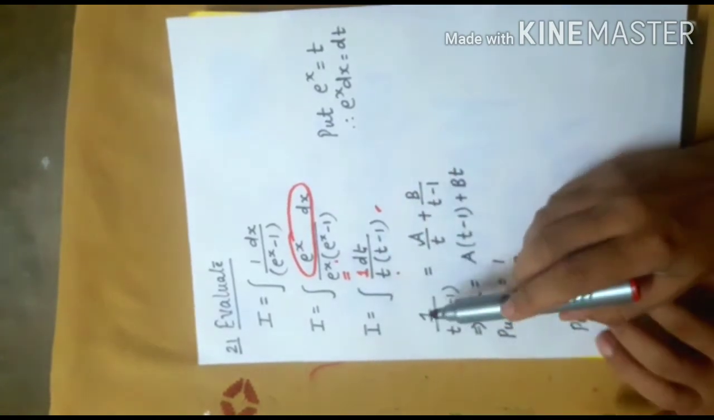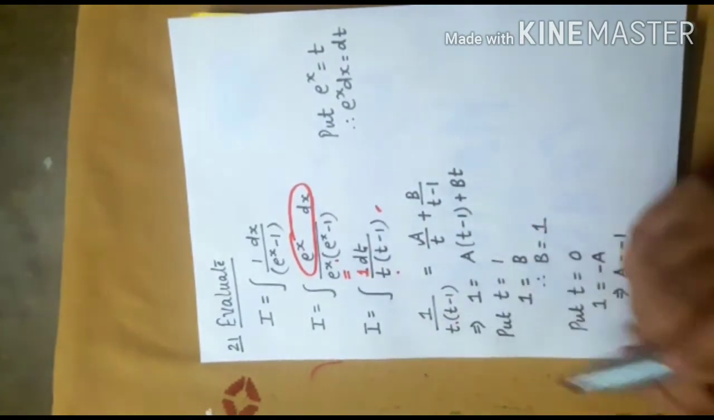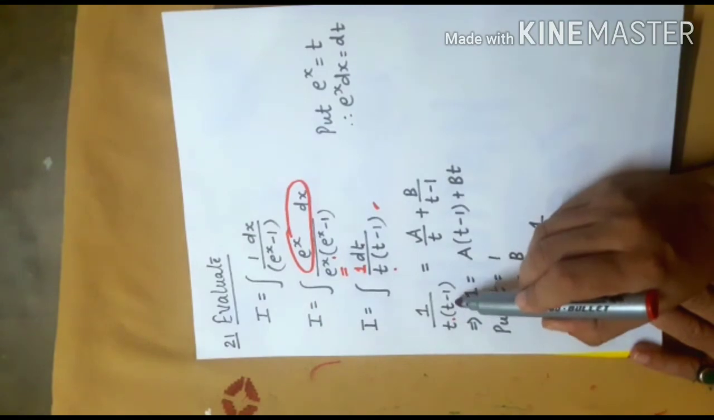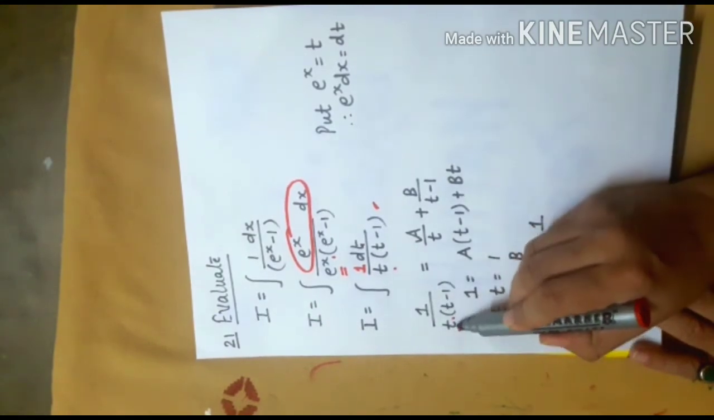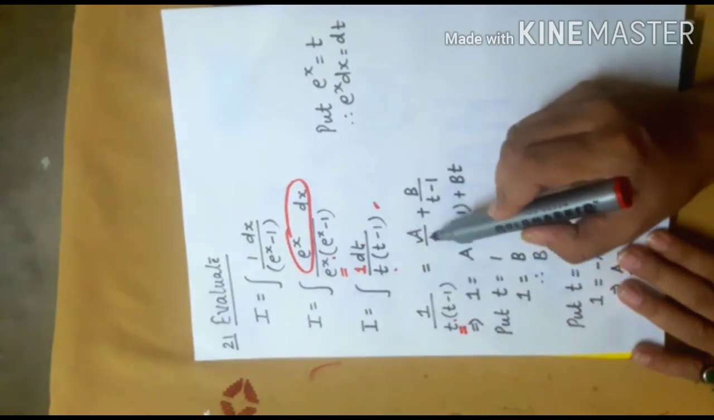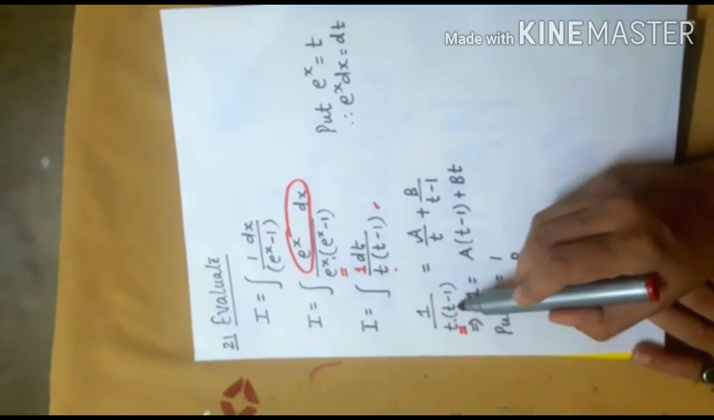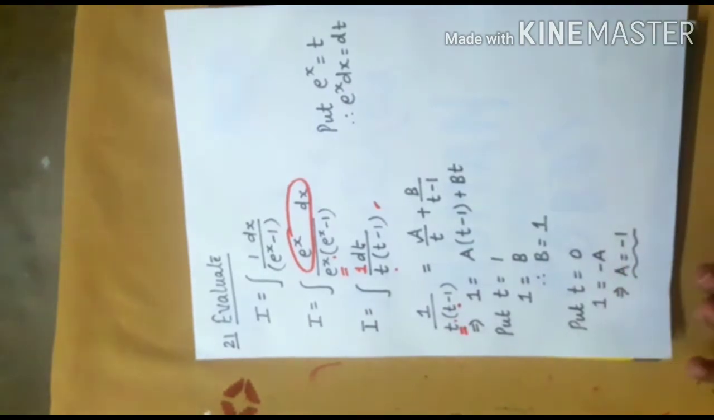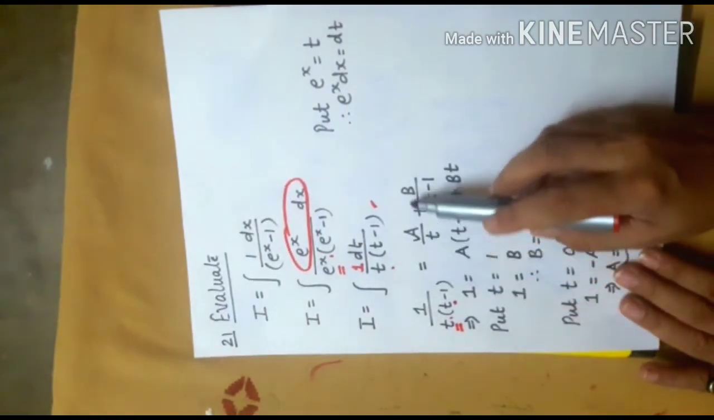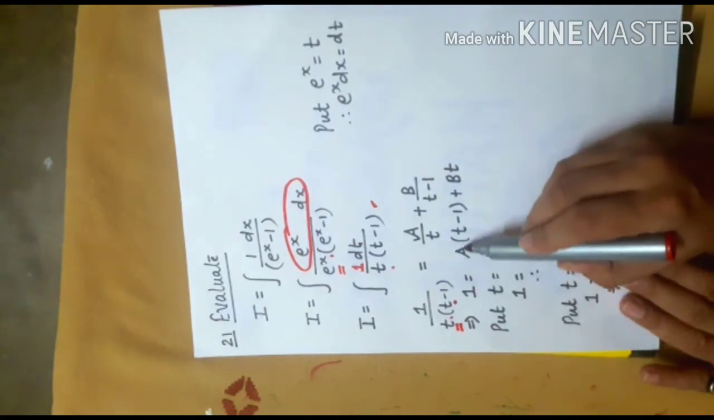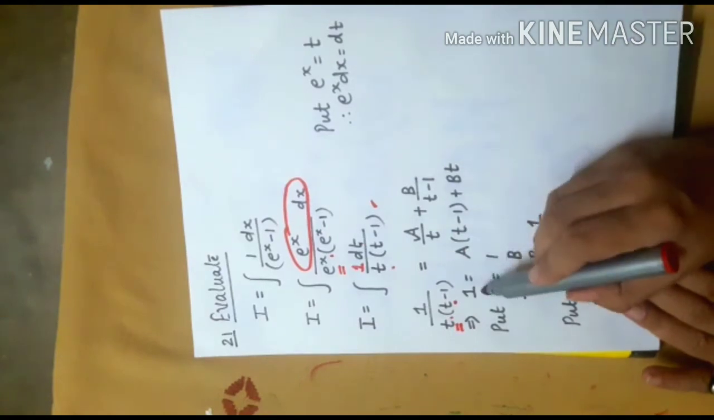Now the integrand is 1 over t into t minus 1, which is a proper rational function. So I'll make use of partial fractions. Now both the factors are linear and non-repeating. So corresponding to this linear non-repeating factor, the form of the partial fraction will be a over t plus corresponding to this factor, form of the partial fraction will be b over t minus 1. To get the values of a and b, I transpose this to the other side. So I'll get 1 equals a into t minus 1 plus bt.